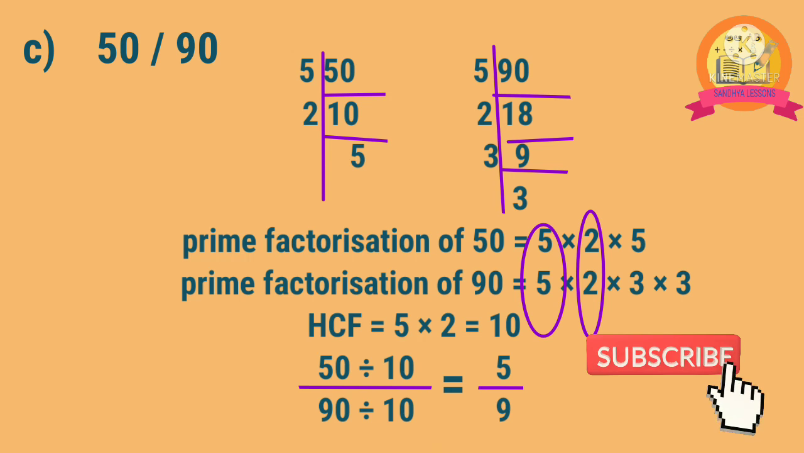C problem, 50 by 90. After prime factorization of 50 and 90, we get HCF is equal to 10. Therefore, by dividing numerator and denominator with the HCF, that is 10, we get the simple form of the given fraction. Therefore, simple form of the given fraction 50 by 90 is 5 by 9.